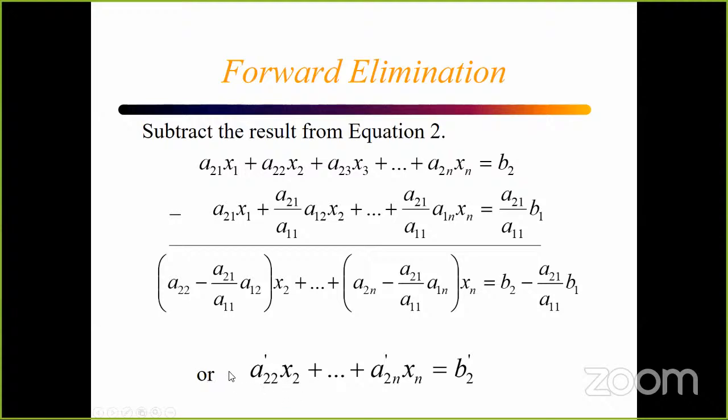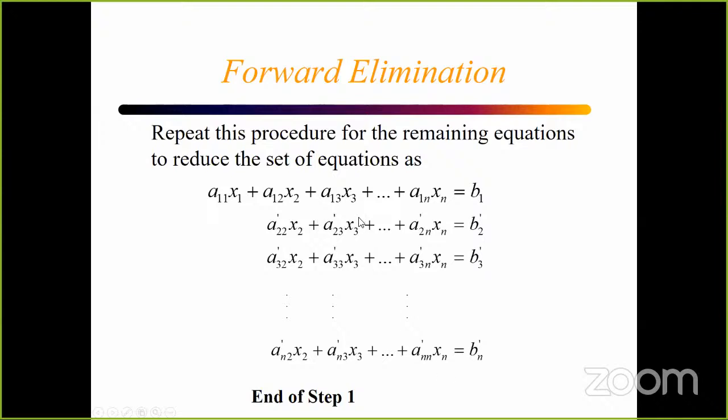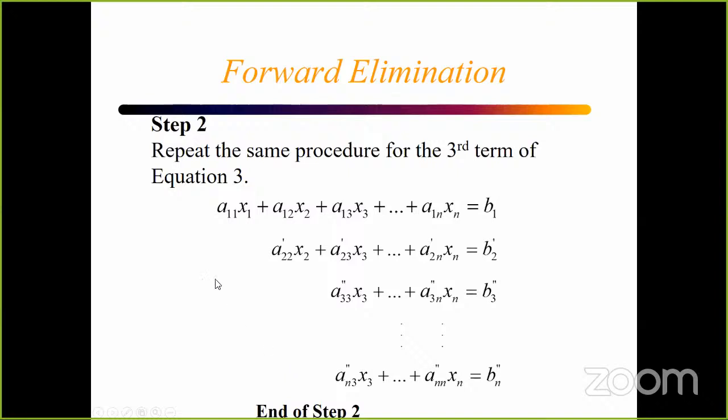What happens to a21 prime? It is 0. Then up to a2n prime, x n equals b2 prime. If you continue, repeat this procedure for the remaining equations to reduce the set of equations, so that only the first element a11 remains in the first column, and a21 is 0, a31 is 0. Then repeat the same thing for the second column, where a31 and a32 are 0.